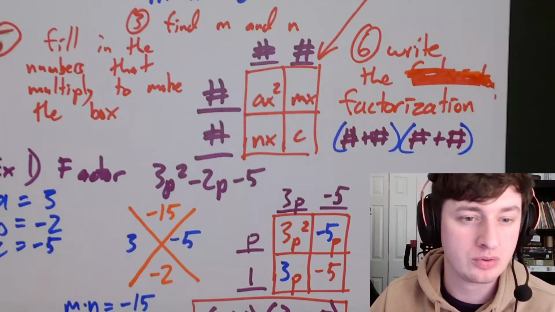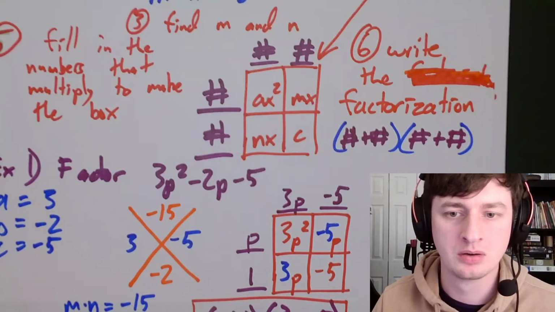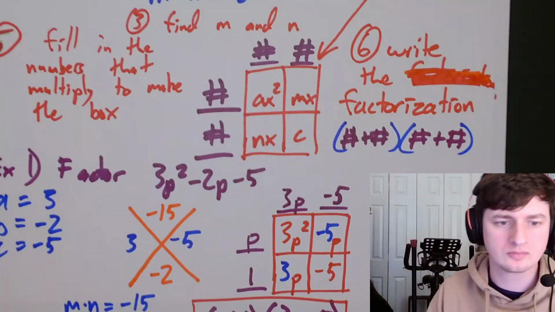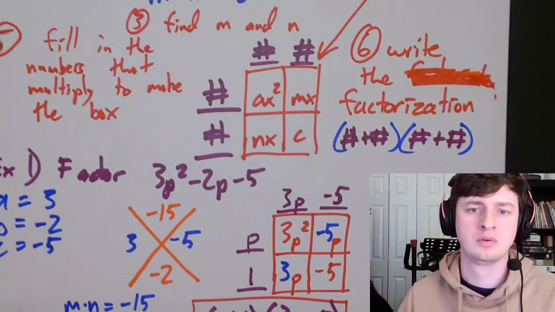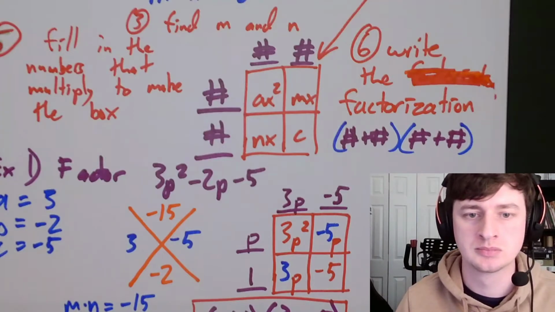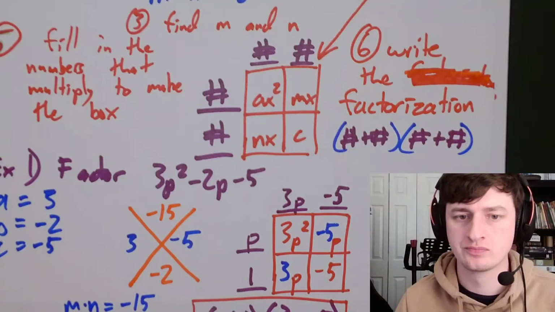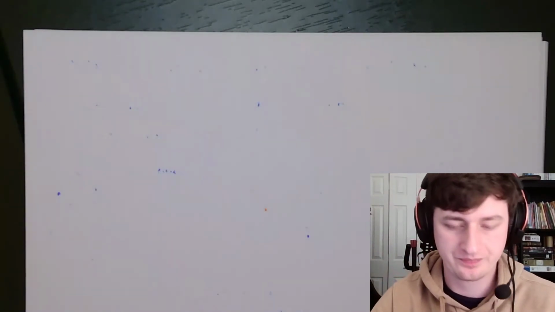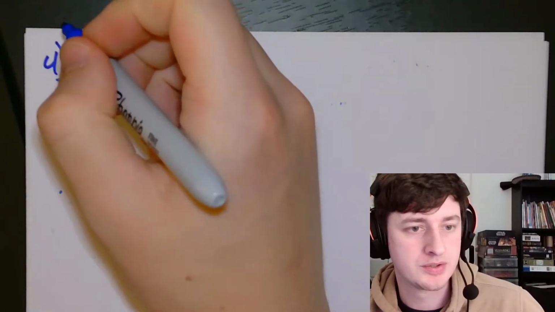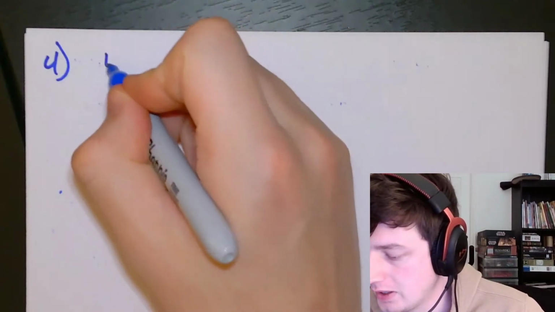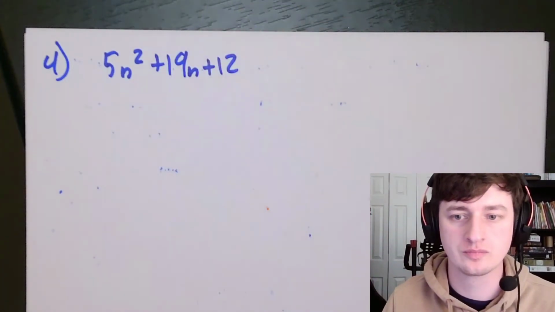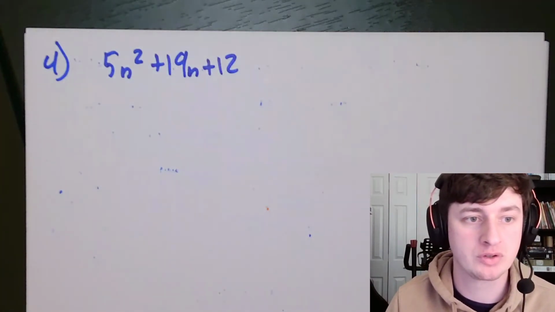Let's do number 4 on this PDF. I need another piece of paper because I'm just out of space. This marker doesn't work. Number 4 from the PDF is 5n squared plus 19n plus 12. So we're going to factor that, turn that into factored form.